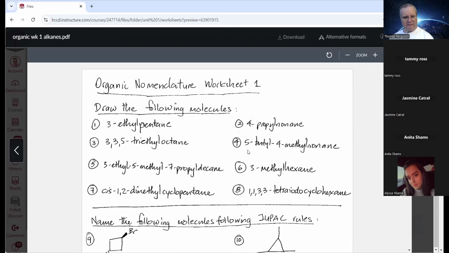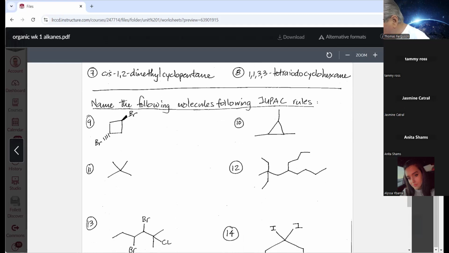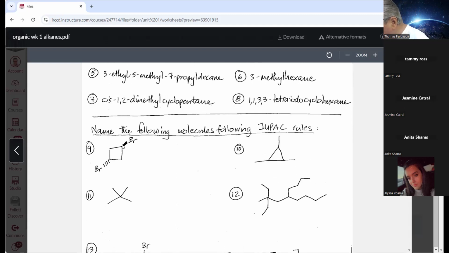So this is typically an early worksheet. Now you should be able to... we've covered all these in lecture. One thing we didn't cover are these little, instead of a plain line, it's a wedge. Instead of a plain line, it's these dotted dashes. What that means is the dotted dashes go into the page, the wedge comes out of the page.